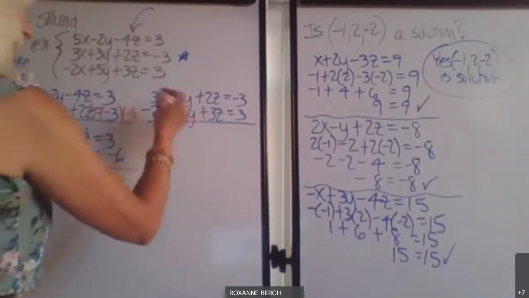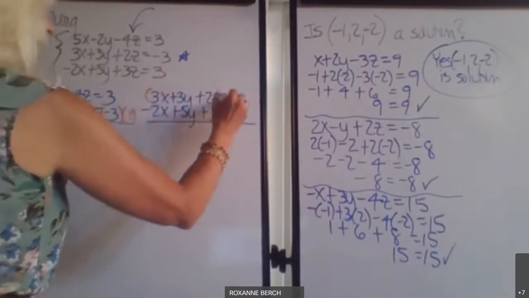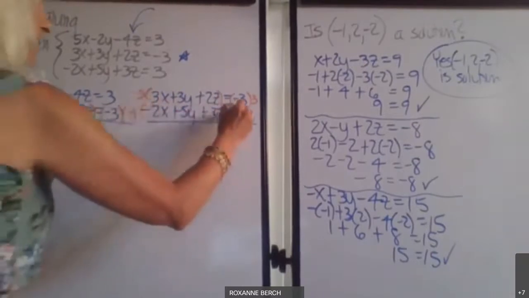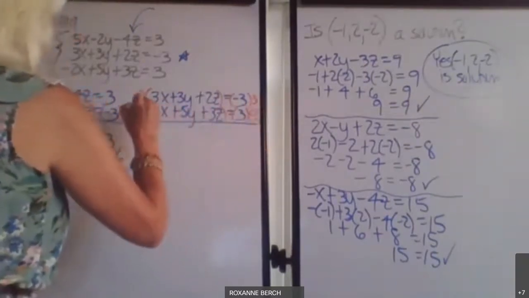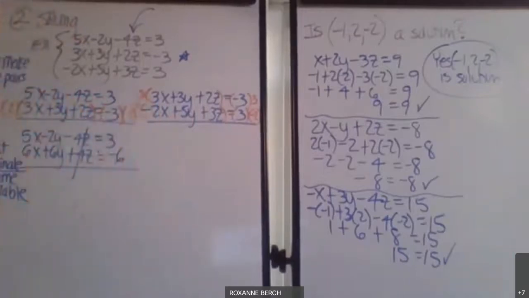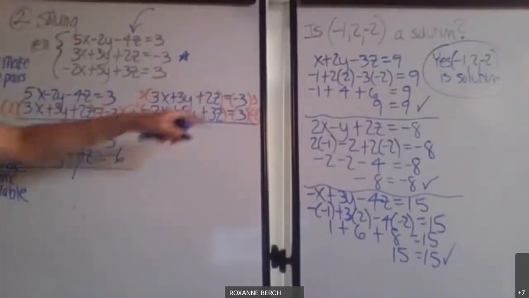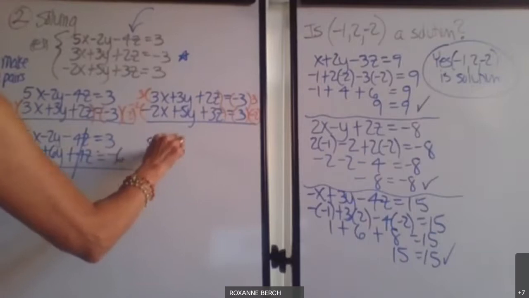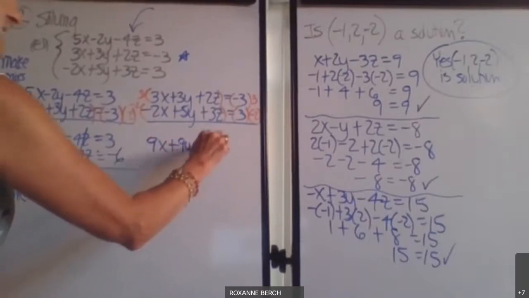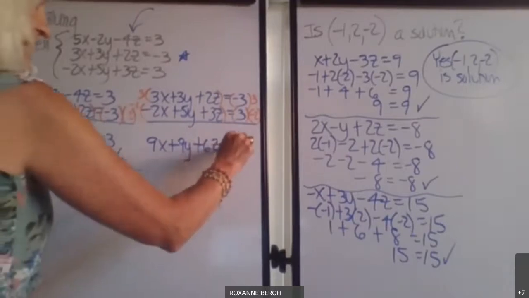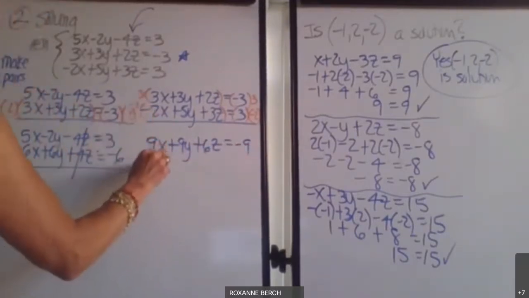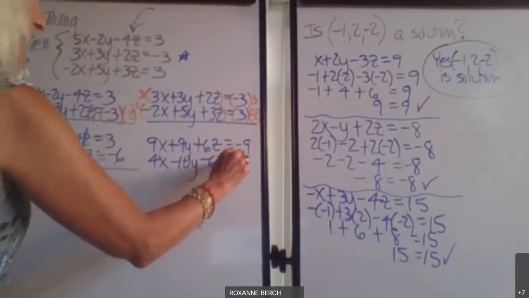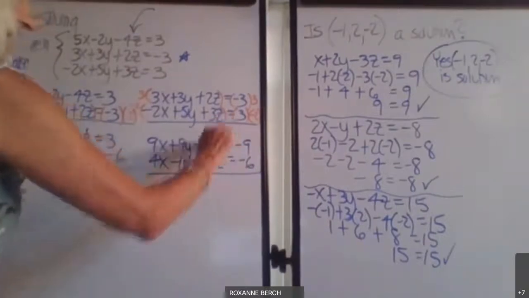So I'm going to multiply the top by a +3, and I'm going to multiply the bottom by a -2. So I'm trying to get a +6 and a -6. So on the top, I get 9x plus 9y plus 6z when you distribute equals -9. And you get a +4x minus 10y minus 6z equals -6. And I eliminated the z.